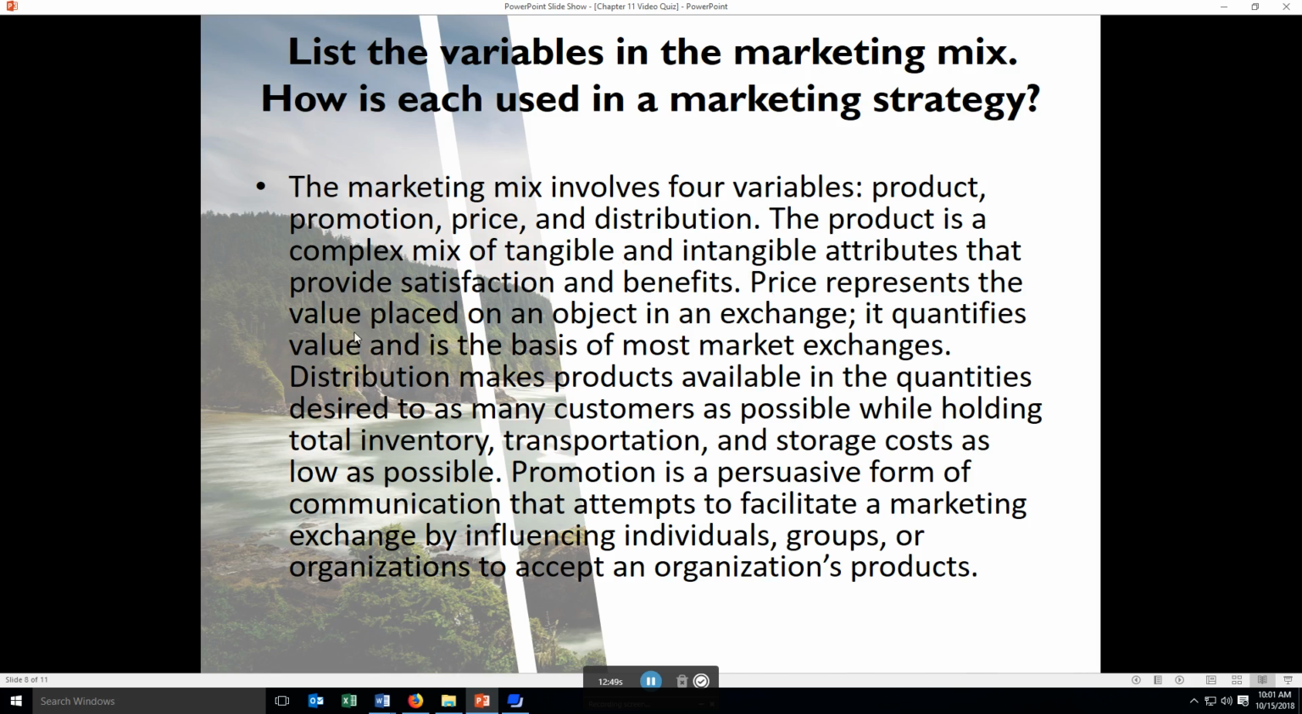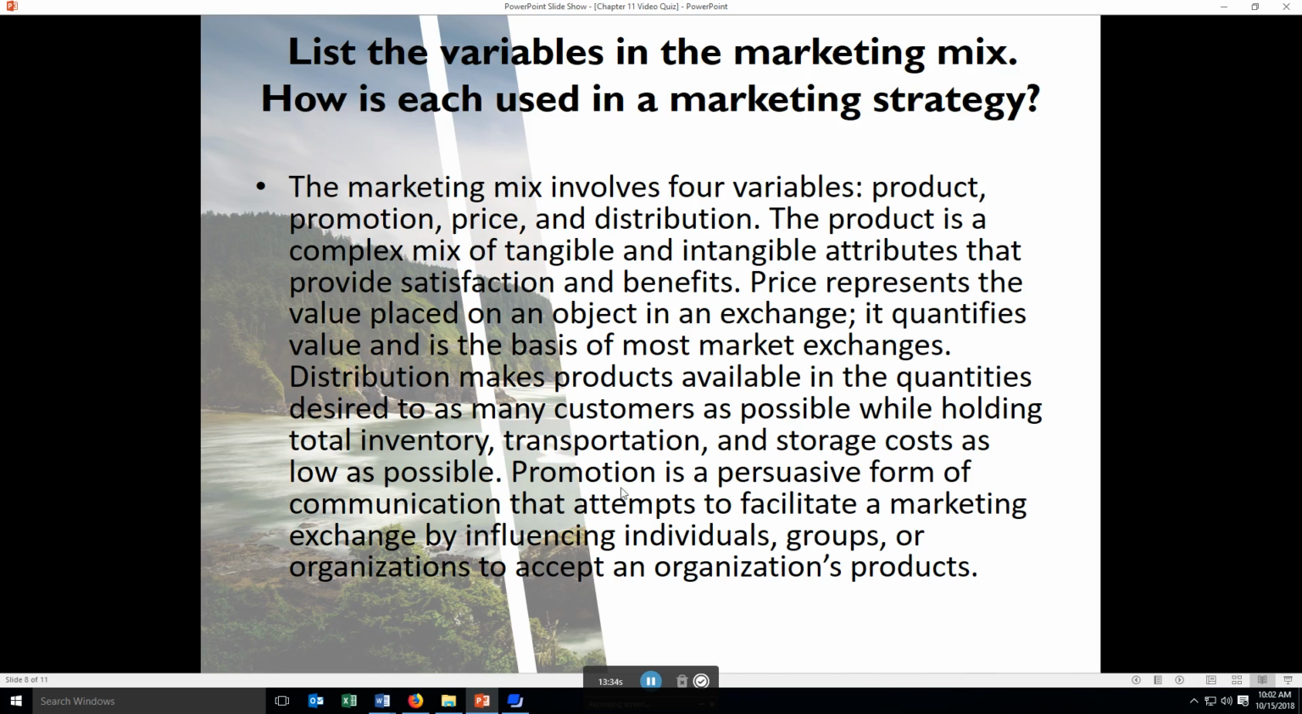Price represents the value placed on an object in an exchange. It quantifies value and is the basis of most market exchanges. Distribution makes products available in the quantities desired to as many customers as possible while holding total inventory, transportation, and storage costs as low as possible. Promotion is a persuasive form of communication that attempts to facilitate a marketing exchange by influencing individuals, groups, or organizations to accept an organization's products.